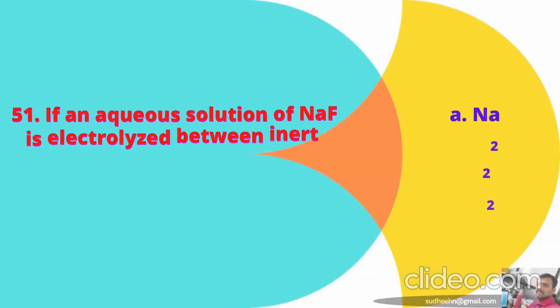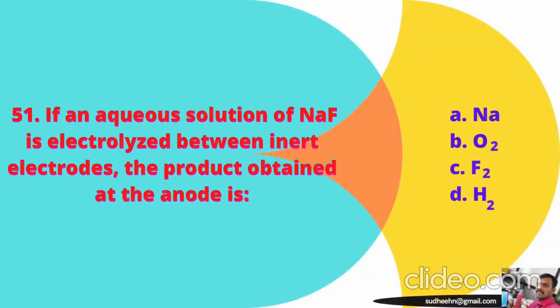Question number 51. If an aqueous solution of NaF, sodium fluoride, is electrolyzed between inert electrodes, the product obtained at the anode is either option A, sodium, option B, oxygen, option C, fluorine, or option D, hydrogen.